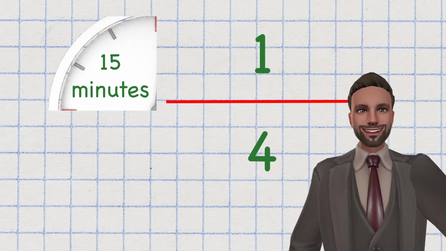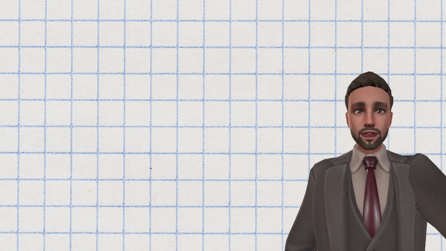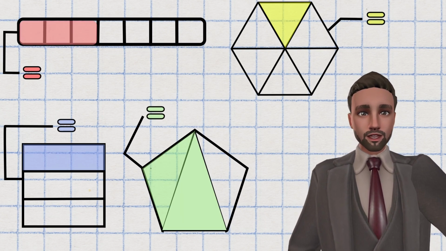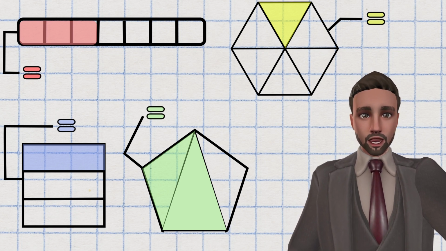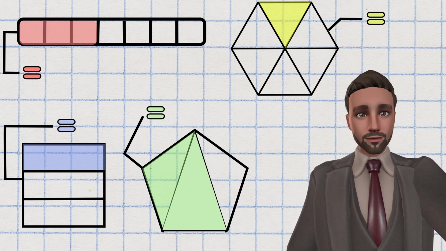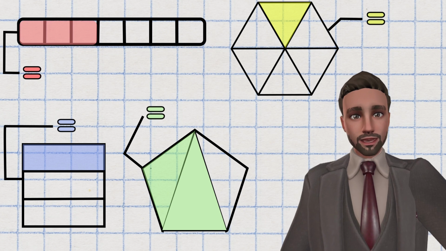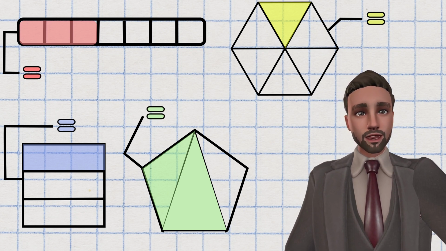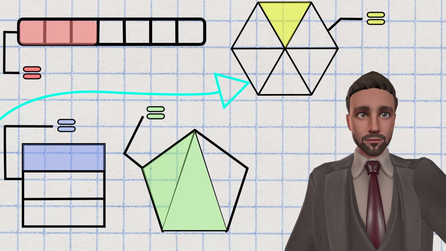Let's see if we can use what we have learnt. Here we have 4 different questions with shapes with parts of them shaded in. And we know a fraction is a part of a whole. So these shaded parts represent a part of a whole, and as a result can be used and written as fractions. Let's start off with the yellow one.